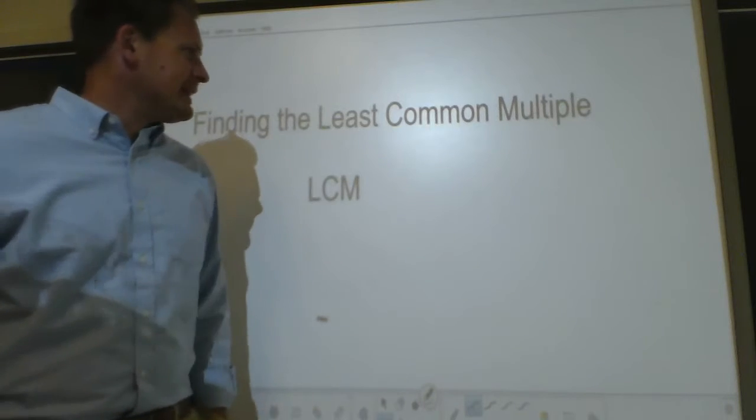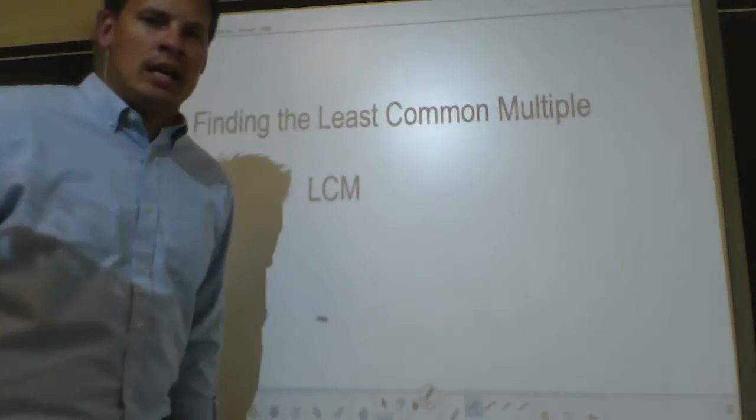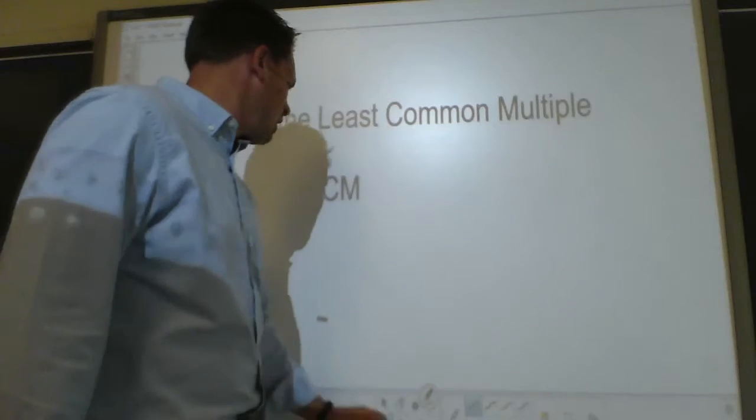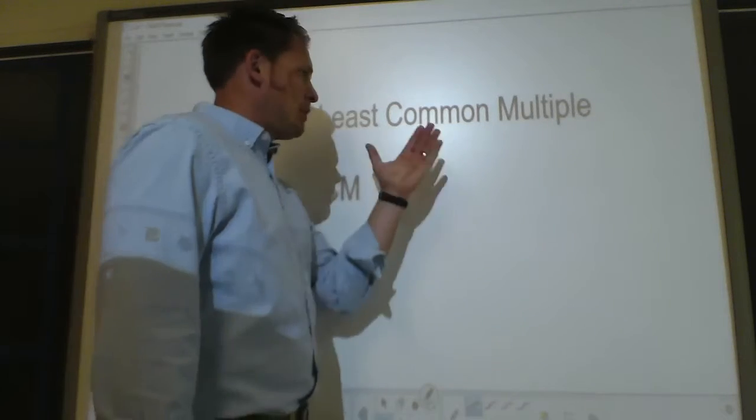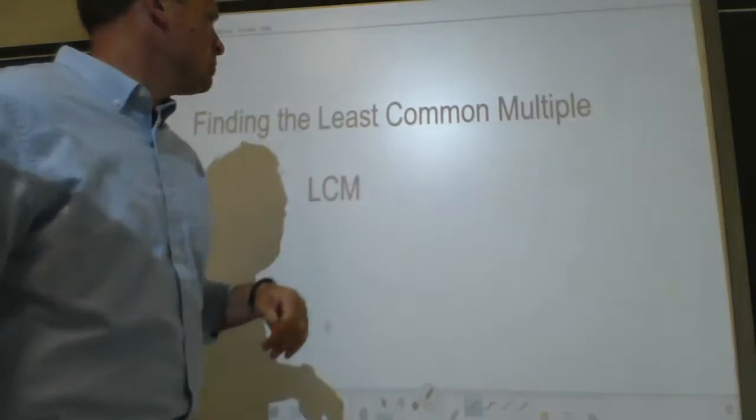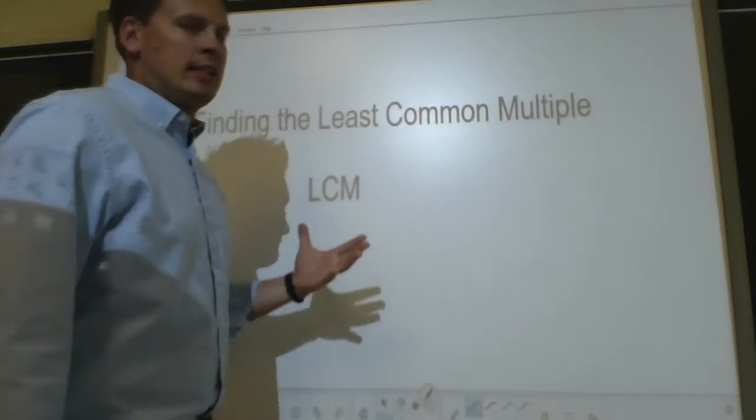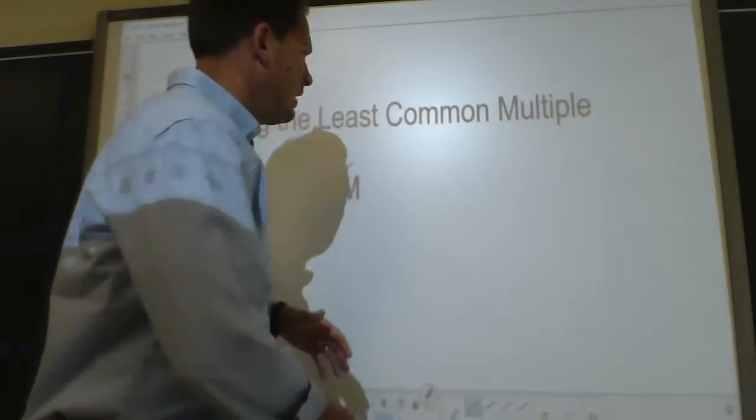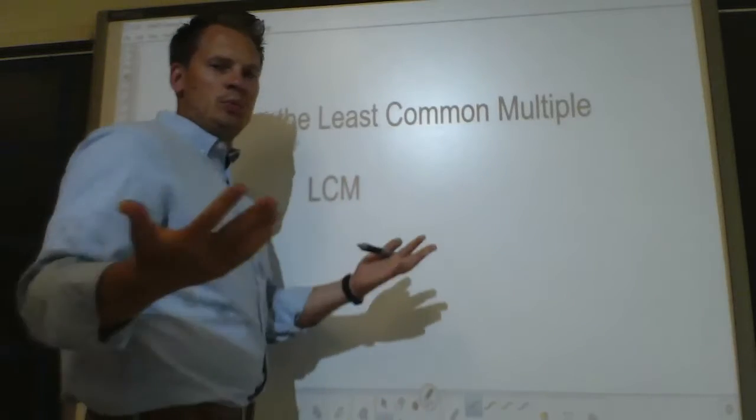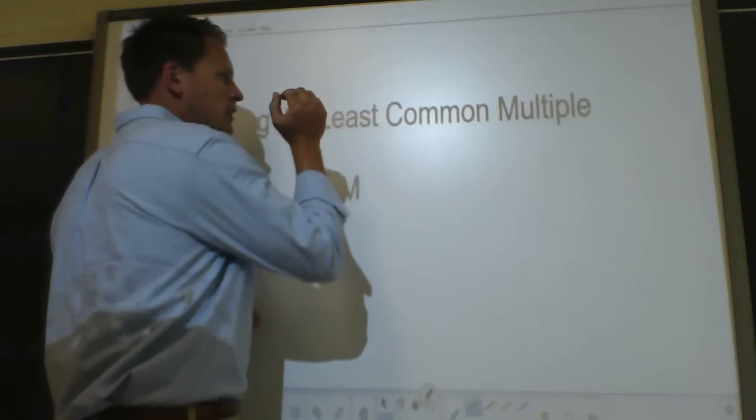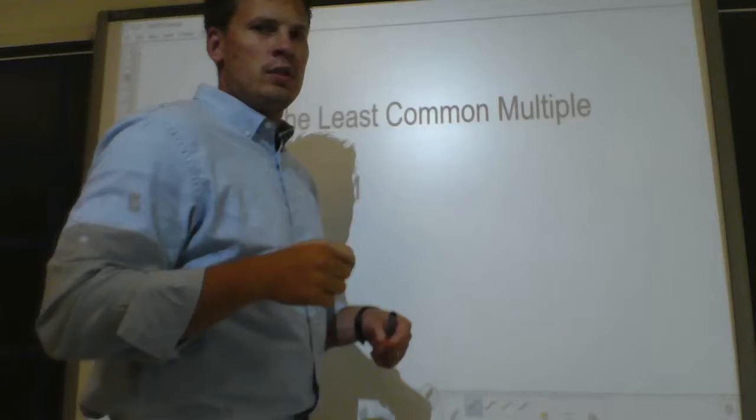Today we're going to be learning about the least common multiple and finding the least common multiple. We've already talked about multiples. We've already talked about common multiples and how to find common multiples. Today we're going to talk about the least common multiples. Again, it has to be a common multiple between two or more numbers. We're looking for the smallest one.